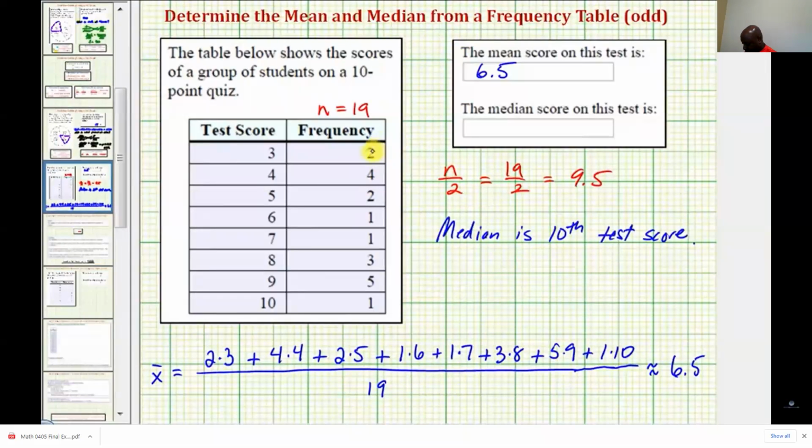So adding the frequencies, 2 plus 4 is 6, plus 2 is 8, plus 1 is 9. So 9 would be the 9th test score, but we're looking for the 10th test score, so if we add one more, which would be 10, notice the 10th test score is 7, which means 7 is the median.